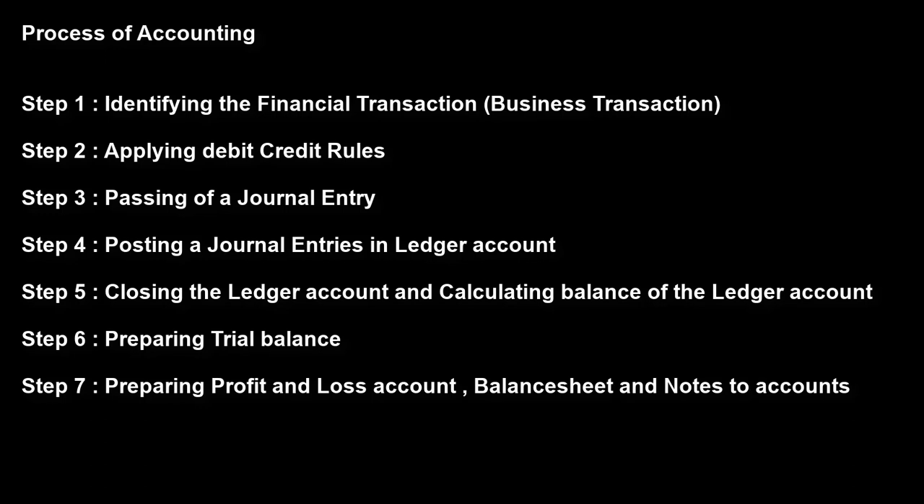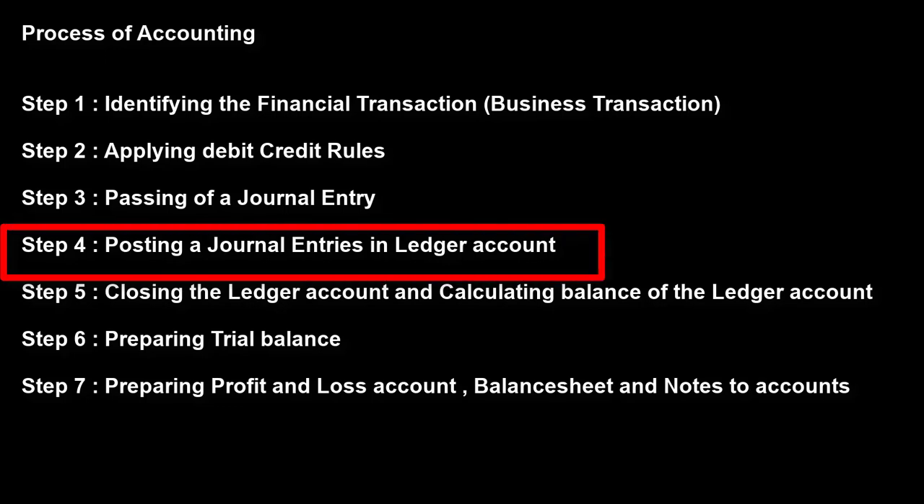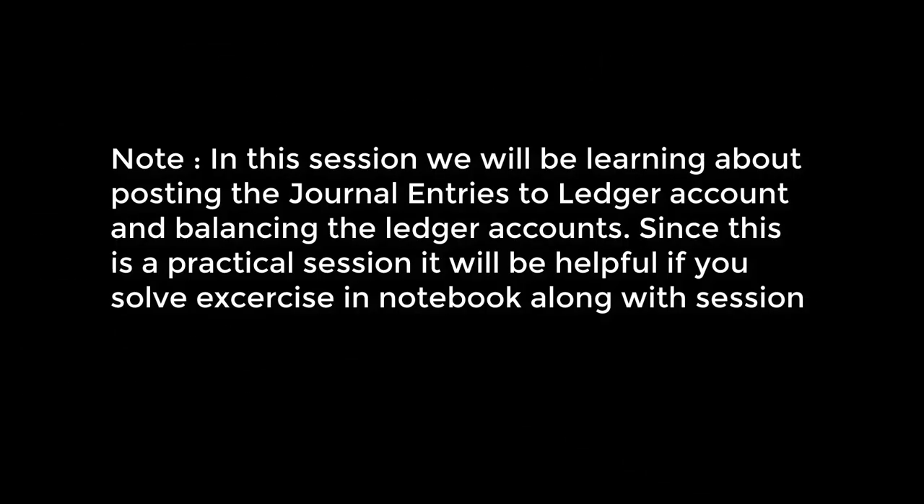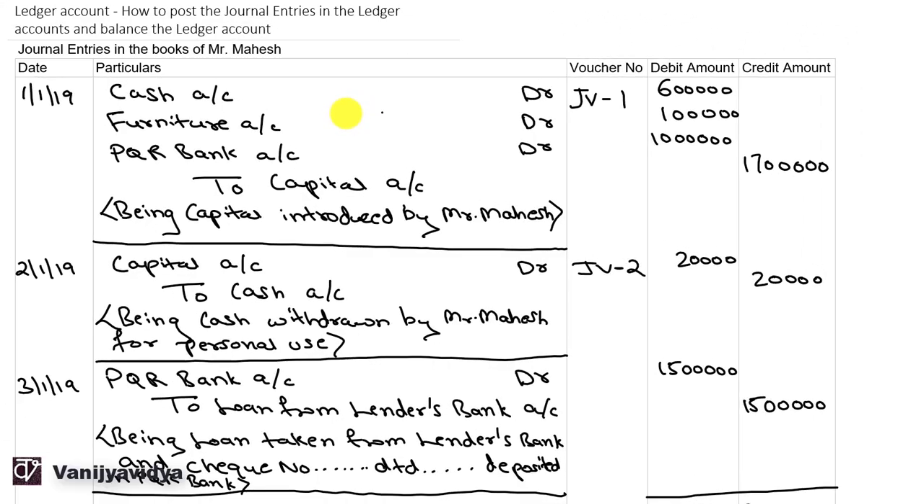In this session, we will be learning about step 4 of the process of accounting, that is posting journal entries in the ledger account. We will learn how to post a journal entry in the ledger account. By posting a journal entry in the ledger account, we get to know the exact position of each and every ledger account and the impact of that particular journal entry on the ledger account.